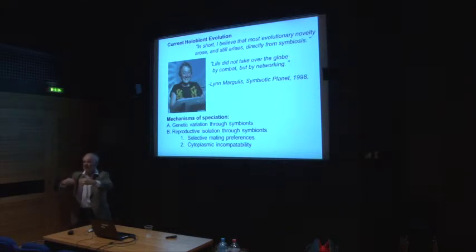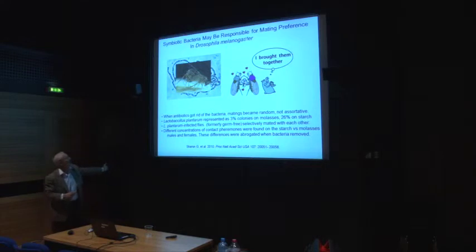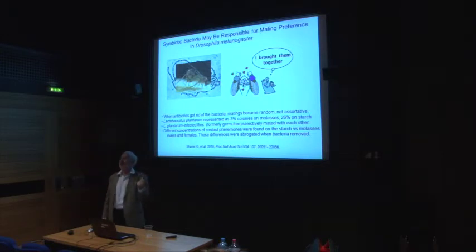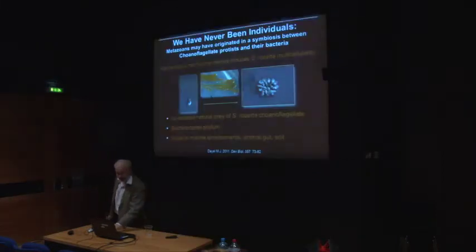As a result, you can't interbreed. You have reproductive isolation, the beginning of speciation. You also have something really interesting: symbiotic bacteria might be responsible for mating preferences. They found Lactobacillus, which is not found on molasses food, but is found on starch. Anecdotally, Drosophila that ate starch as larvae like other Drosophila that eat starch, and Drosophila that ate molasses like other Drosophila that eat molasses. Apparently these bacteria are able to modify the contact pheromones on the cuticle of Drosophila.